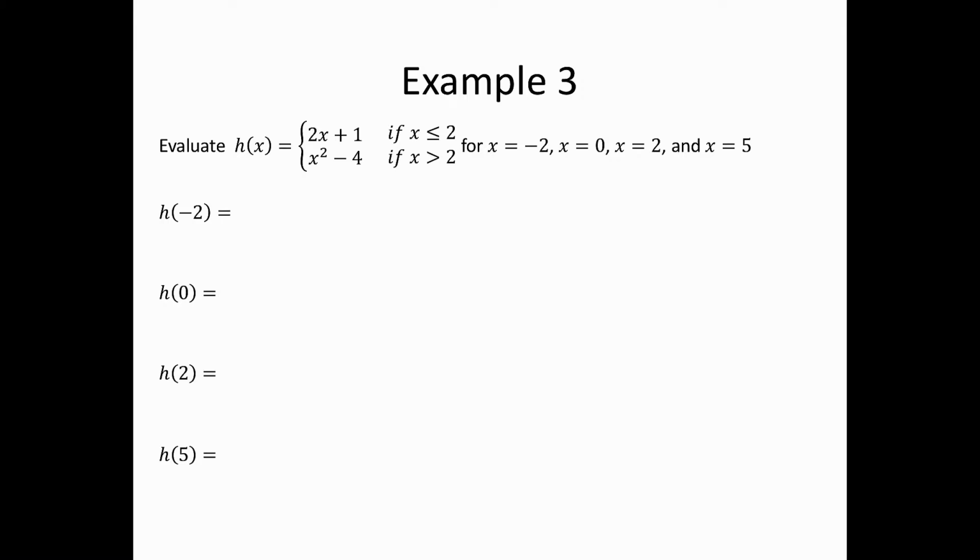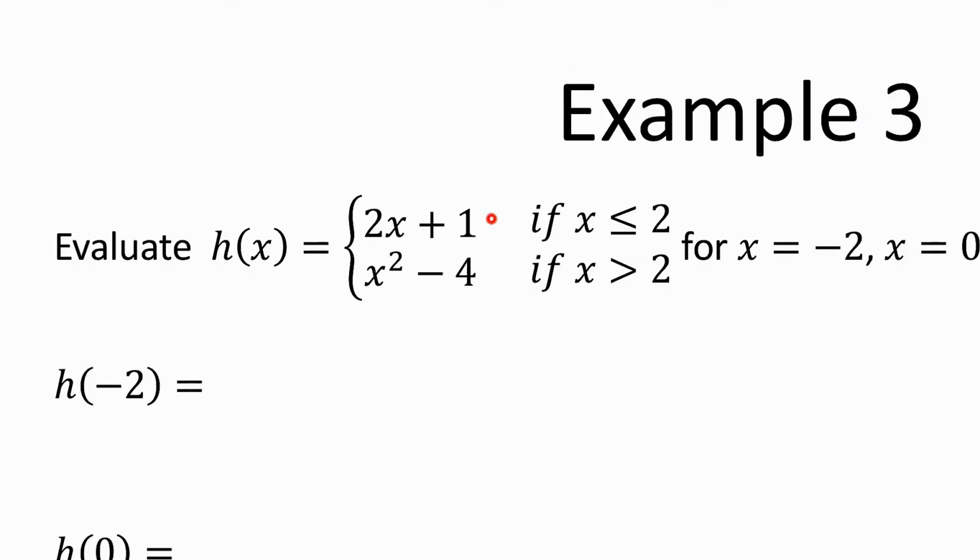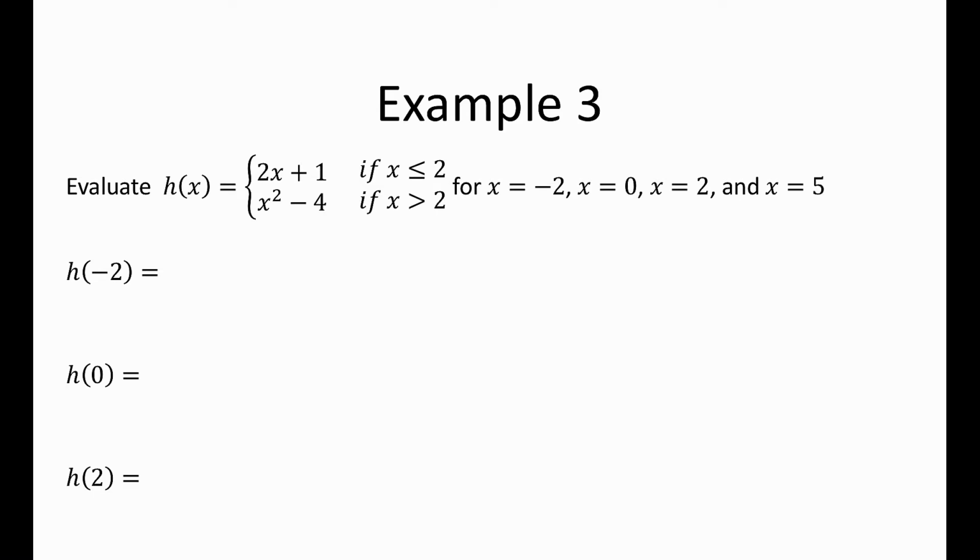Now this example is pretty similar to the previous example, but we've got to look at a little bit more detail here. So we're given the function h of x equals 2x plus 1 if our x values are less than or equal to 2. That means, in other words, for every x value that's less than or equal to 2, we're going to plug it into this top one. And it's also equal to x squared minus 4 if our x values are greater than 2, so anything bigger than 2. So starting this off, we're asked to do h of negative 2.